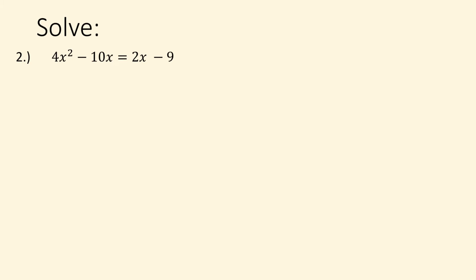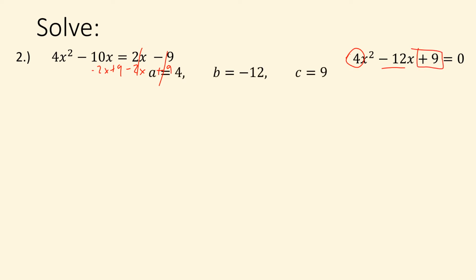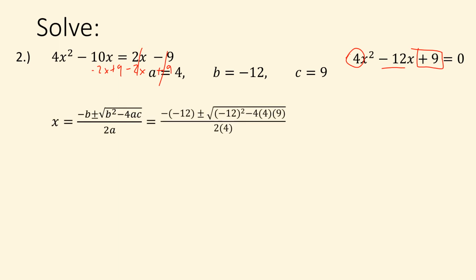So in number 2, we have the same first step. Move everything towards this x squared. So we have 4x squared minus 12x plus 9 equals 0. A, B, C. Make sure you take the signs with the numbers. Plug them into our equation. Always start off with this one.